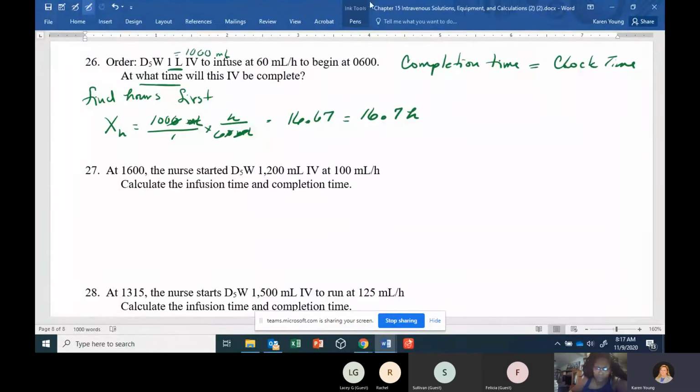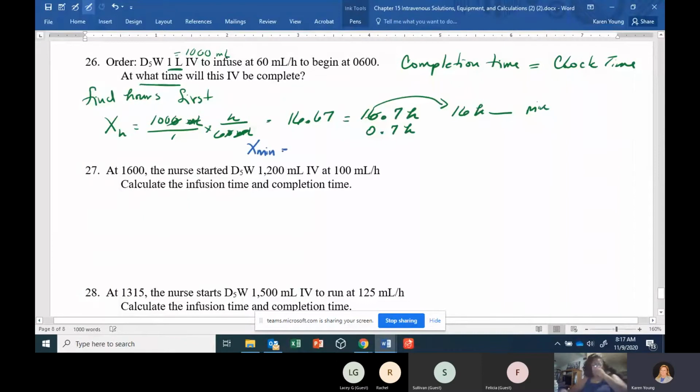So I know I have 16 hours. I'm going to take this away and put it over here, and that becomes 0.7 hours. So I'm going to look for how many minutes I have. To find my minutes, I have 0.7 hours. I'll write that a little neater.